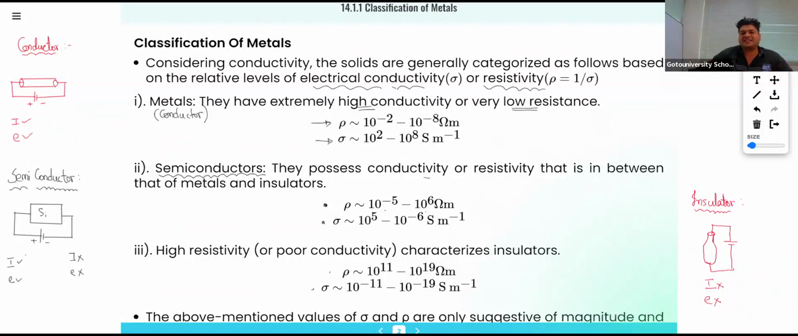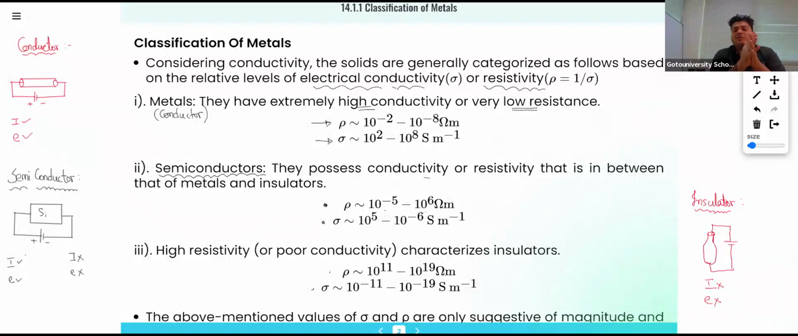So these are the three things. We have metals known as conductor, then we have semiconductor, and then we have insulator. Okay, I explained to you what that is by making this diagram. Now what are the examples of metal?